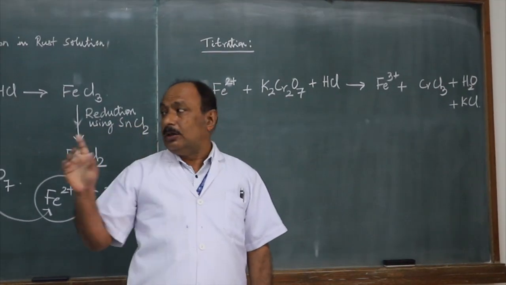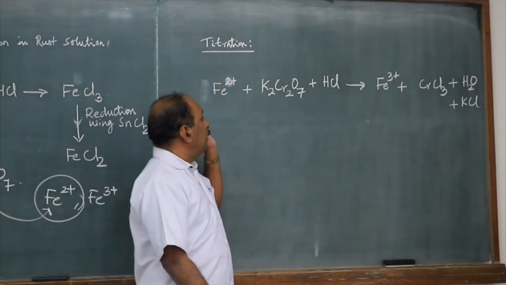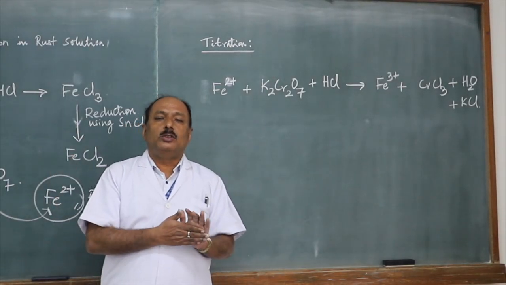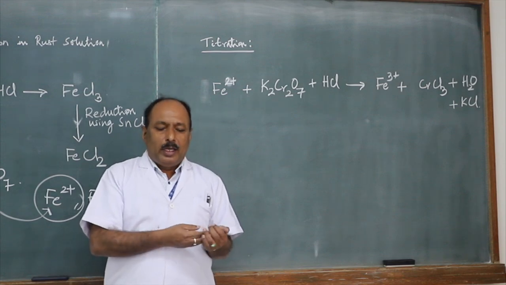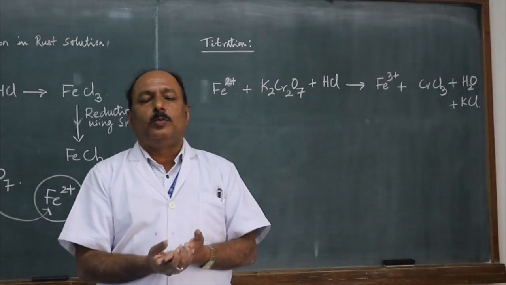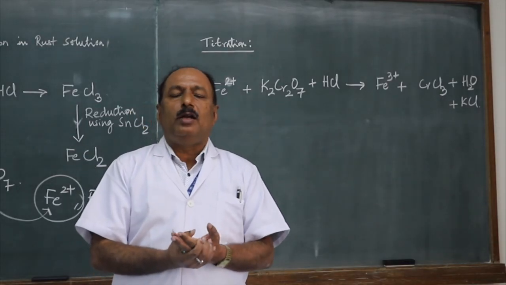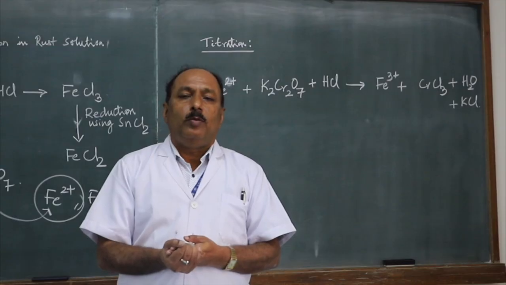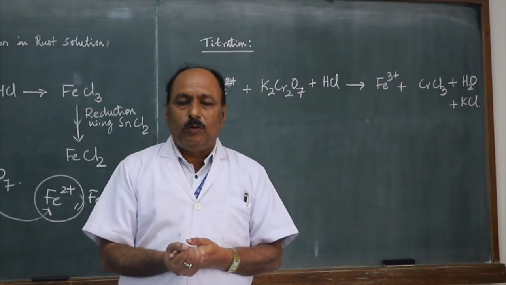Therefore, after preparing the solution, you will have to pipette out 25 ml of potassium dichromate solution into a cleaned burette. Potassium dichromate is a standard solution that you need to prepare. Like any other standard solution, you will prepare it by dissolving a definite quantity of potassium dichromate in a 50 ml volumetric flask using distilled water.